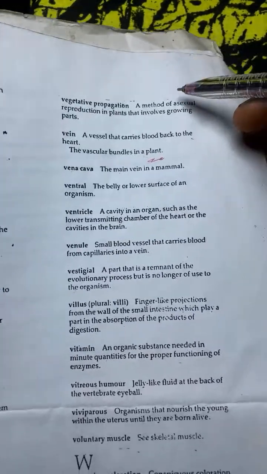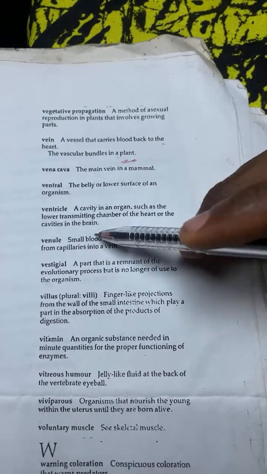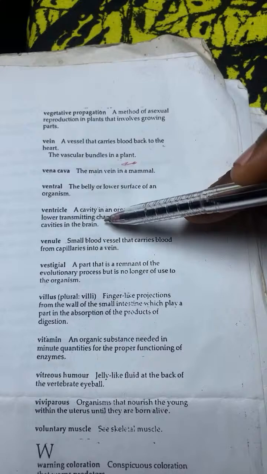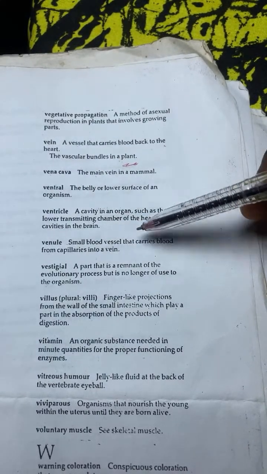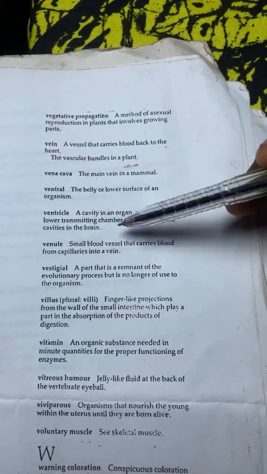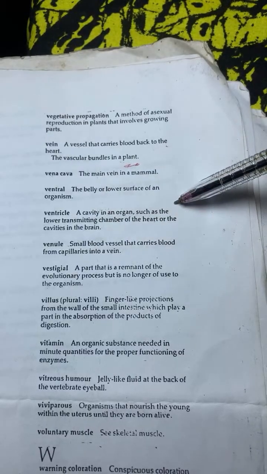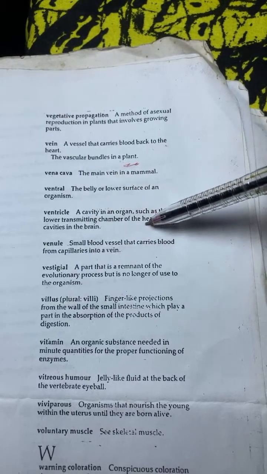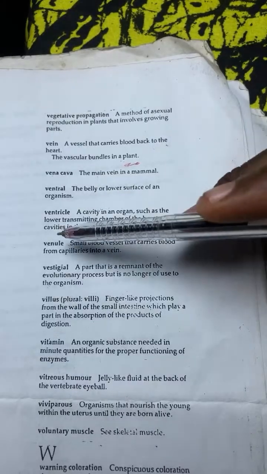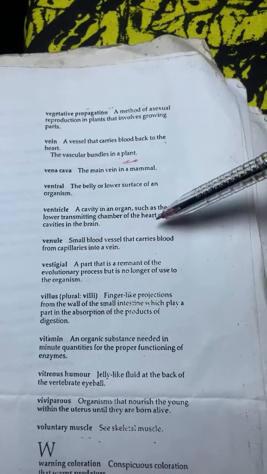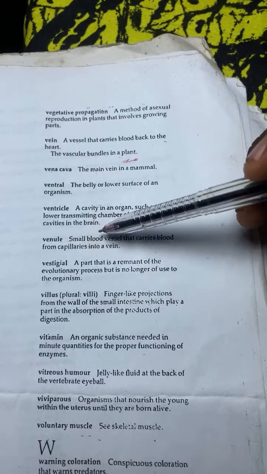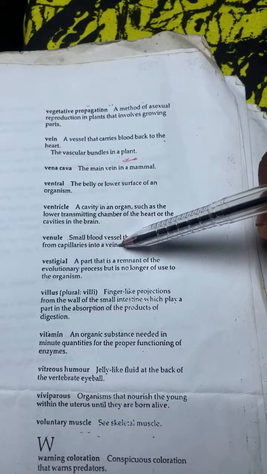Now we come here. We have what we call venule, small blood vessels that carry blood from capillaries into the vein. Meanwhile, ventricle, a cavity in an organ such as the lower chamber of the heart or cavities in the brain. We have venous, small blood vessels that carry blood from capillaries into the vein.